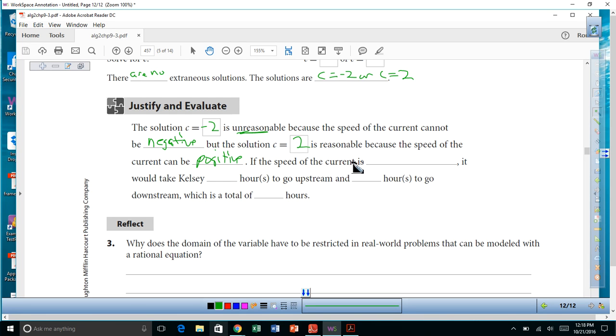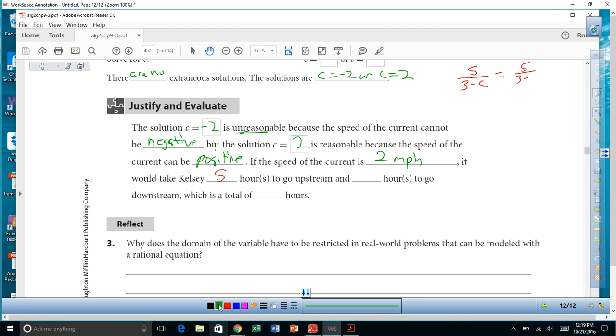If the speed of the current is 2 miles per hour, it would take Kelsey 5 hours to go upstream. Now, how did I get that 5 hours? Well, upstream, remember, was 5 divided by 3 minus C. Well, C was 3 minus the current, which is 2 miles per hour.